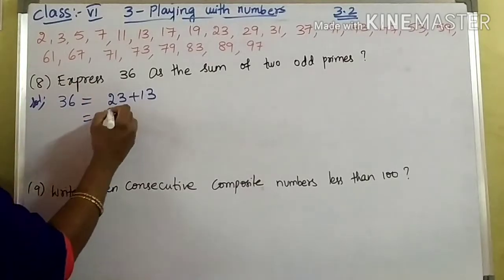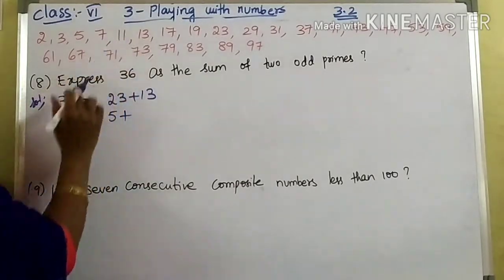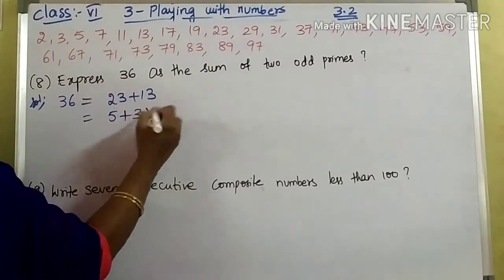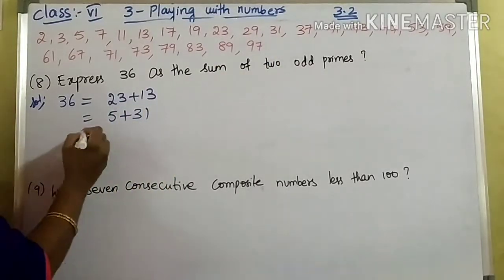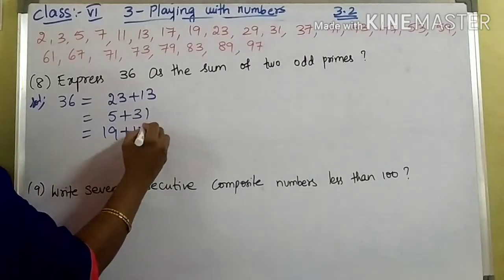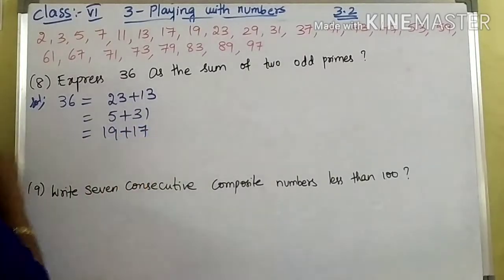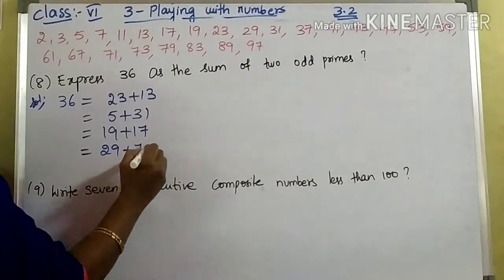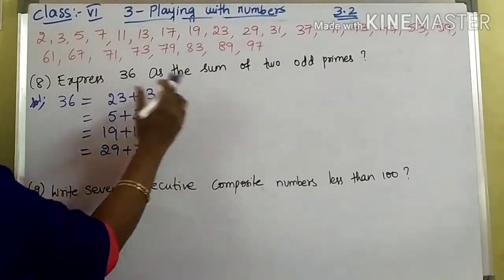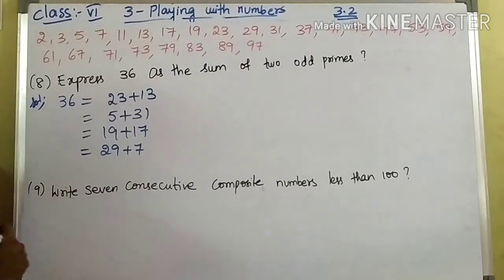Here, if I take 5, for 5 how much should I add? 31. So 31 is also a prime number. So 5 plus 31 is also 36. Next, 19 plus 17. 19 plus 17 gives you 36. Next, 29 plus 7 is also 36. Like that you have to find out by using these prime numbers.